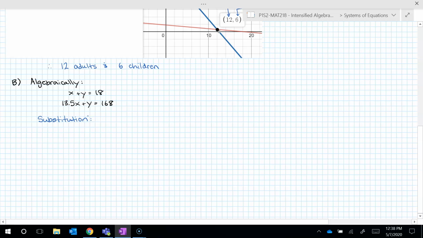So what I'm going to try to do is, this isn't in y equals something form, right? I need to get one of these two letters to be by themselves on one side of the equal sign. So let's get the y by itself in the first equation.